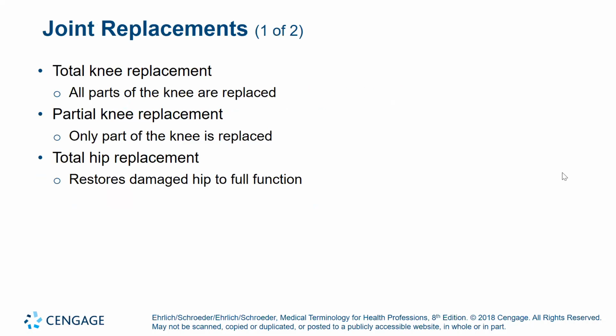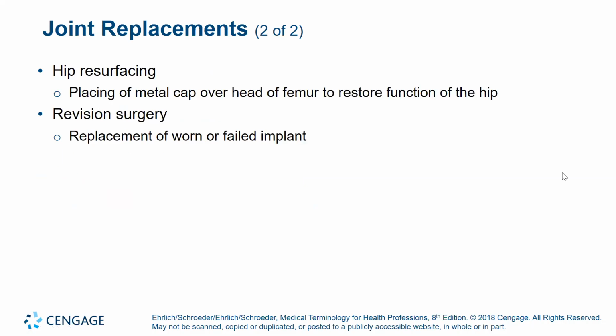Joint replacements, so we have the total knee replacement, in which all parts of the knee are replaced. We have a partial knee replacement, only part of the knee is replaced. Then we have a total hip replacement. With this procedure, it restores a damaged hip to full function. We have a hip resurfacing. They just place a metal cap over the head of the femur to restore function of the hip.